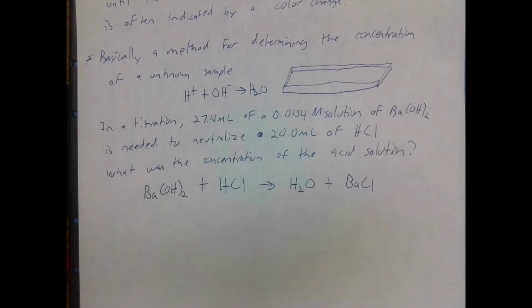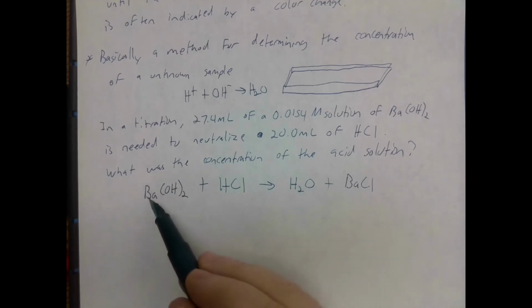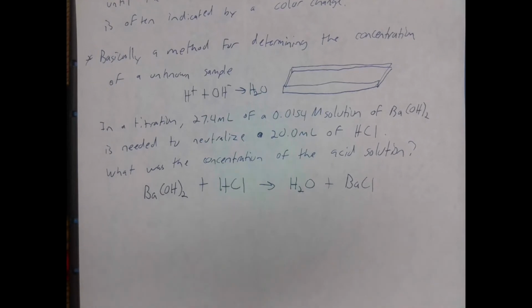Is that right? What's wrong with it? On the right side there's 3 hydrogens. There's a bigger mistake. This is wrong. What is it? What happens when barium and chlorine mix together? What do they make?